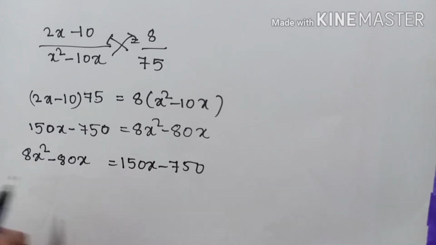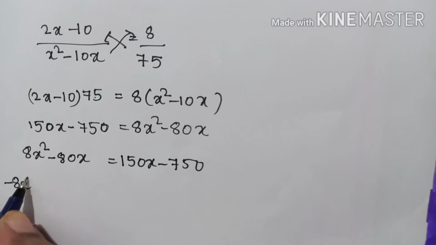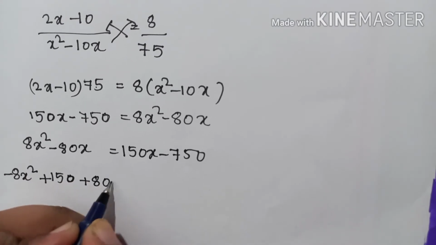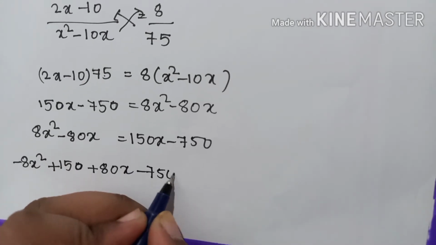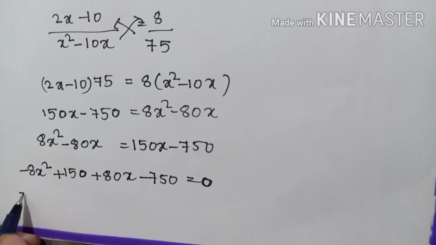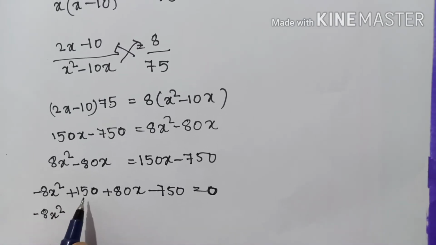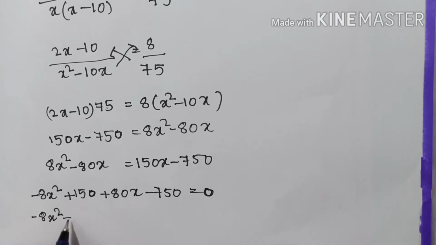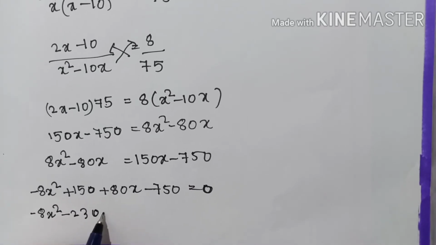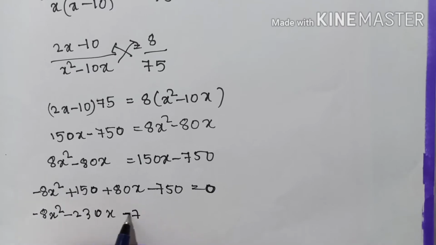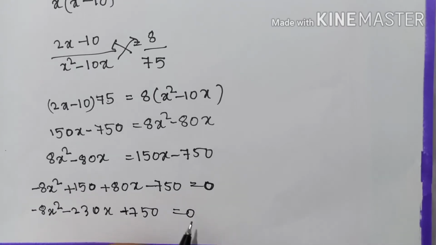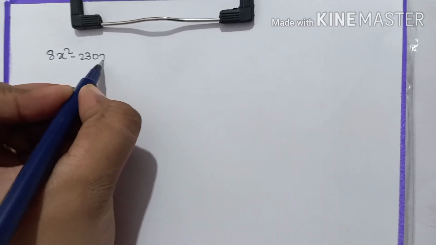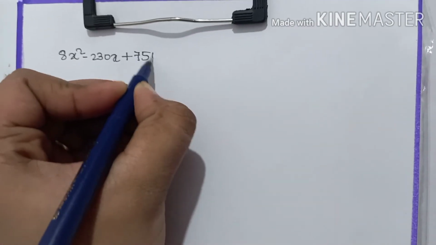Now taking the RHS to the LHS side, we are going to get 8x square minus 150x minus 80x plus 750 equals 0, which is 8x square minus 230x plus 750 equals 0.